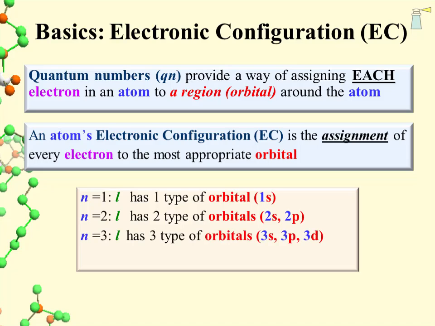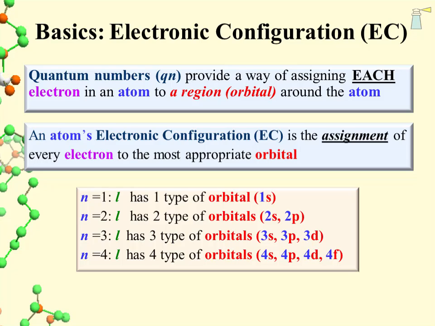For the n equals 3 energy level, there are 3 types of orbitals added. n equals 3 has its own larger s and p orbitals, 3s and 3p, along with a set of 5 equal energy d orbitals, the 3d orbitals. For the n equals 4 energy level, there are 4 types of orbitals added. n equals 4 has its own larger s, p, and d orbitals, 4s, 4p, and 4d, along with a set of 7 equal energy f orbitals, the 4f orbitals.